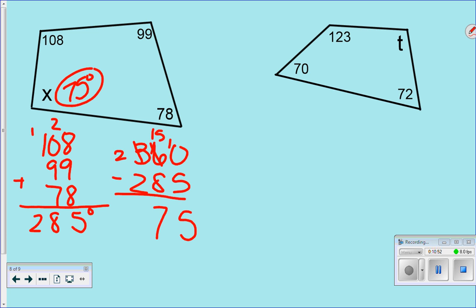Draw a picture of it. Do what you need to do. Let's do 123, 70, 72.